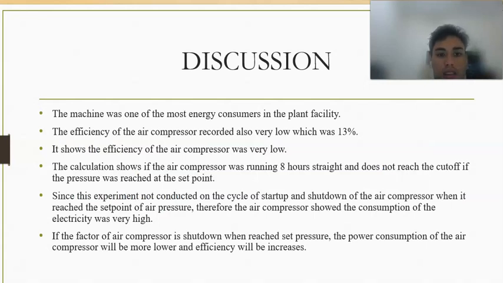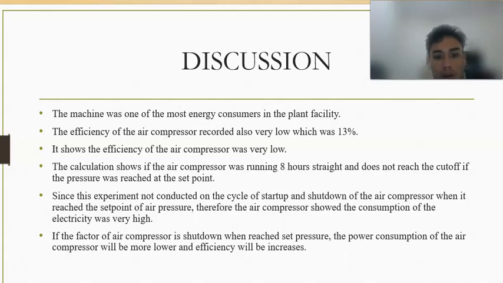For the discussion part, the machine was one of the most energy consumers in the plant facility. The efficiency of the air compressor recorded is also very low, which was 13%. It shows the efficiency of air compressor was very low. The calculation shows the air compressor was running 8 hours straight and does not reach the cutoff if the pressure was reached at the set point.